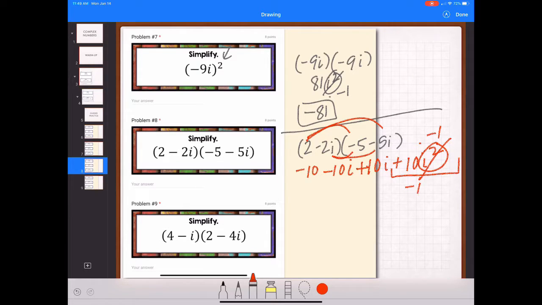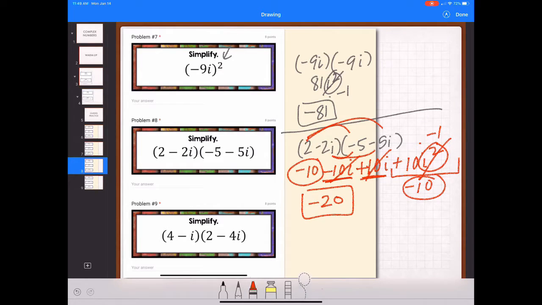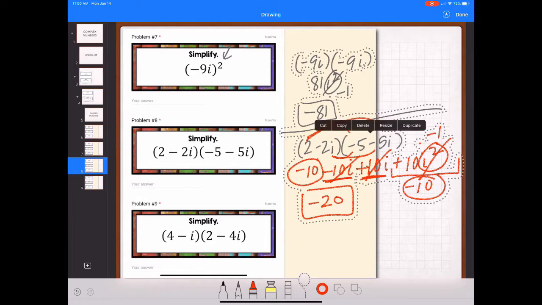That's negative 10. And then I am going to combine my real numbers. Negative 10 minus 10 is negative 20. And then here I have negative 10i plus 10i, so that actually cancels out. So this would be my answer, negative 20. Go ahead and clear this space.